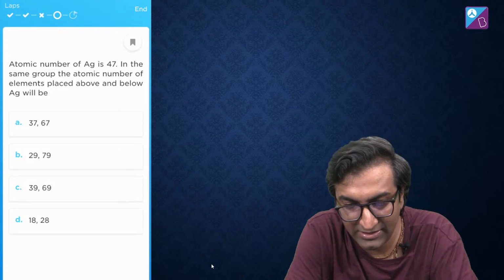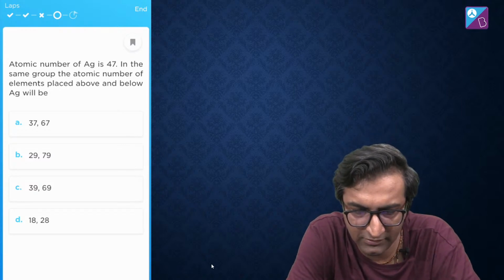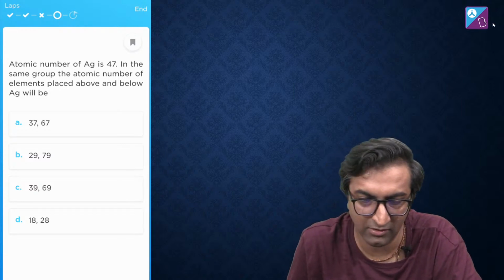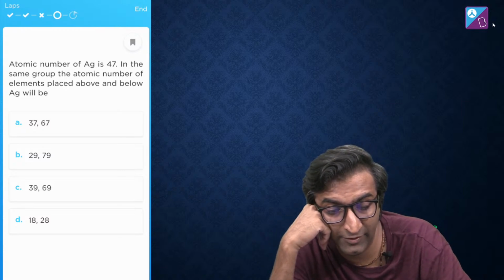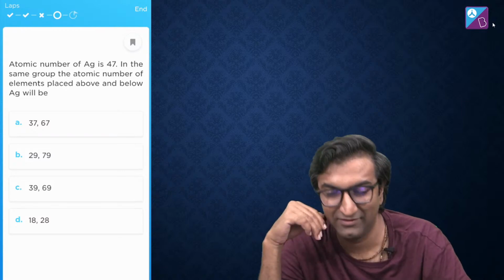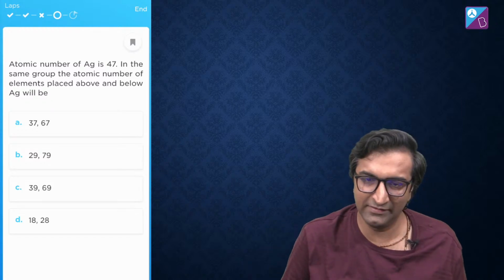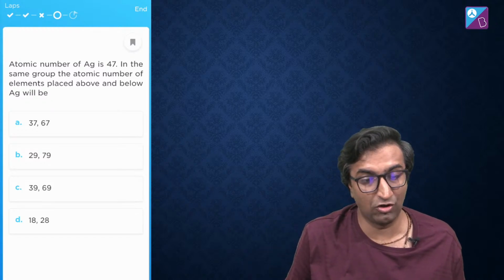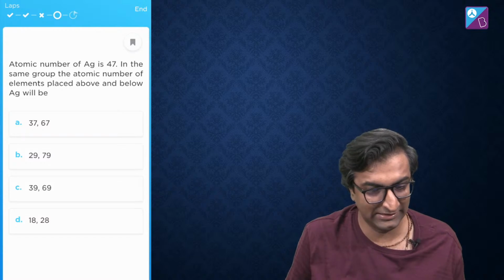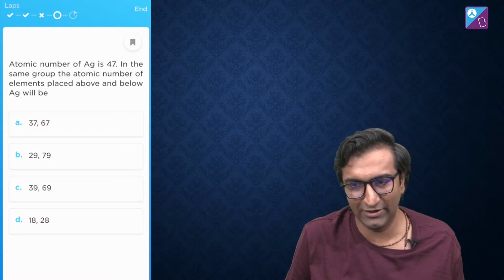The atomic number of Ag is 47. Time है. In the same group, the atomic number of elements placed above and below Ag will be what? अरे ये तो हमने देख लिया था. But this is nice. A nice question that you can do with logic. Maybe if you mug the periodic table, you can also do it that way. But ये logic से भी आसानी से किया जा सकता है. Very doable question. I like it.